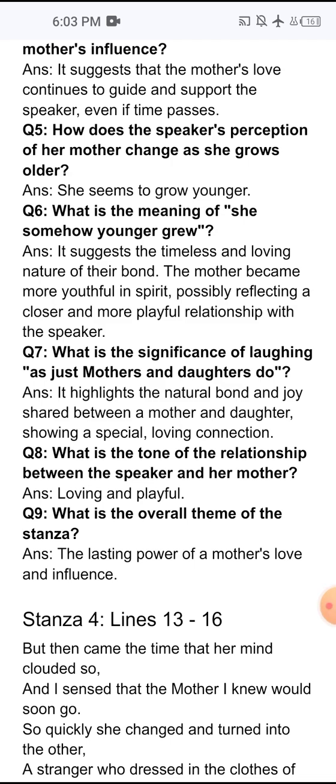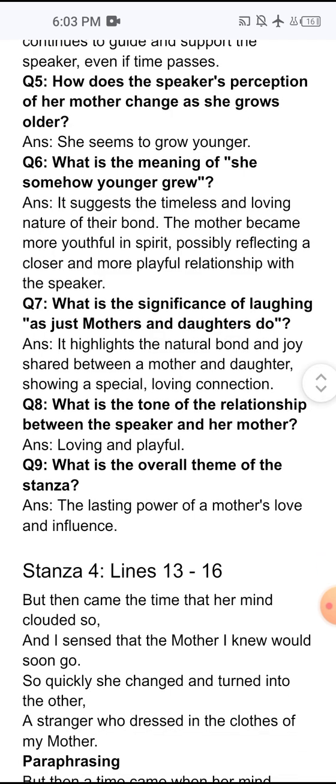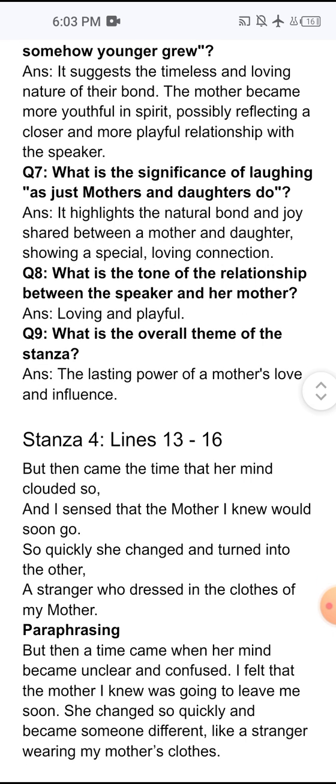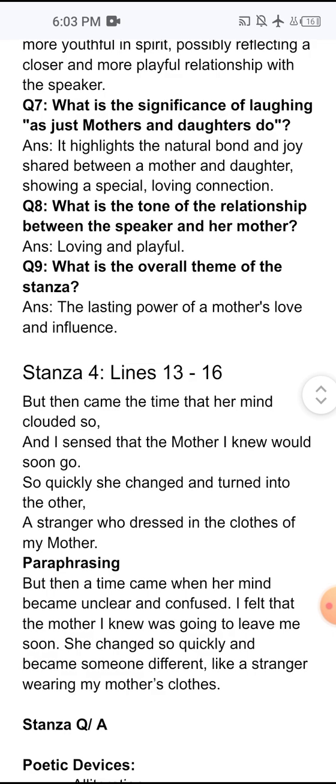What is the meaning of "she somehow younger grew"? It suggests that the timeless and loving nature of their bond, the mother became more youthful in spirit, possibly reflecting a closer and more playful relationship with the speaker. What is the significance of laughing as just mothers and daughters do? It highlights the natural bond and joy shared between a mother and daughter, showing a special loving connection. What is the tone of the relationship between the speaker and her mother? Loving and playful. This is the answer. And question 9, what is the overall theme of the stanza? The lasting power of a mother's love and influence.